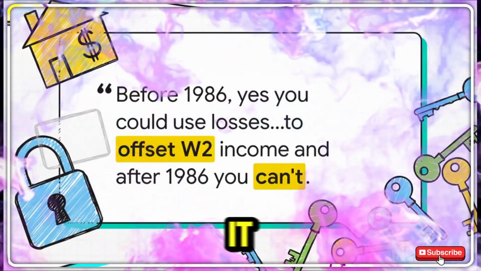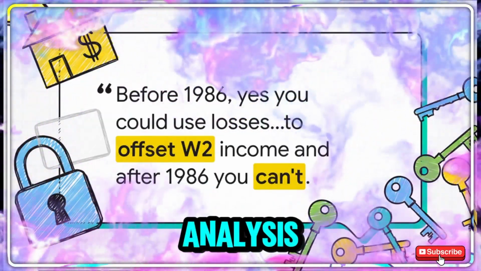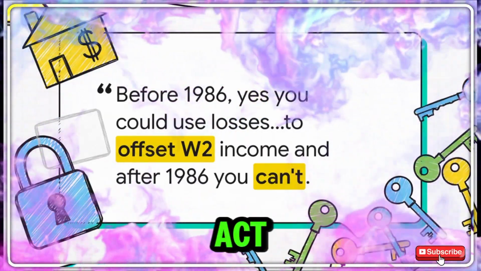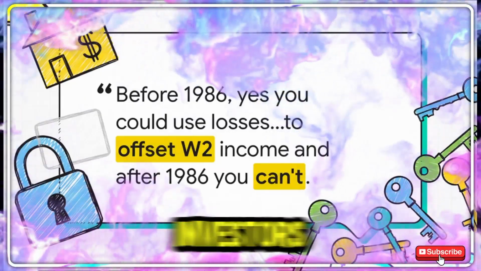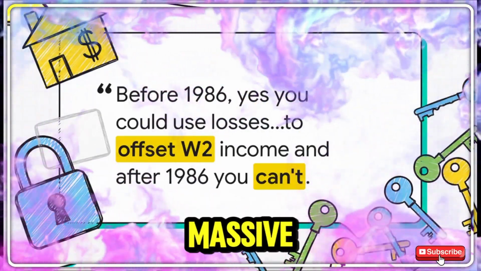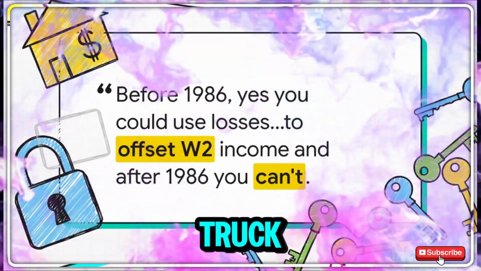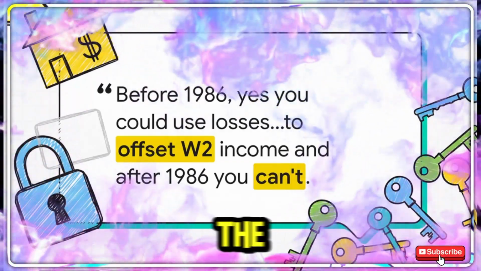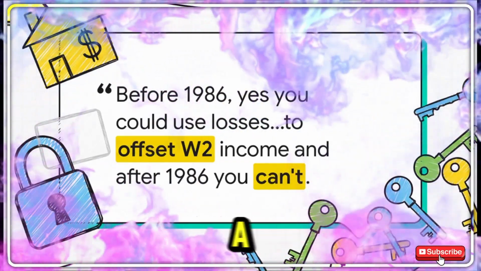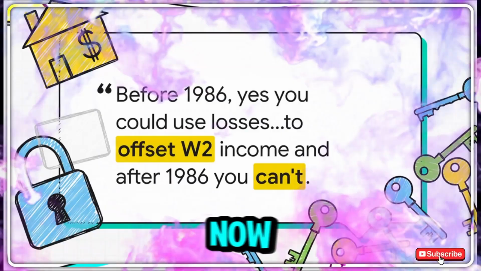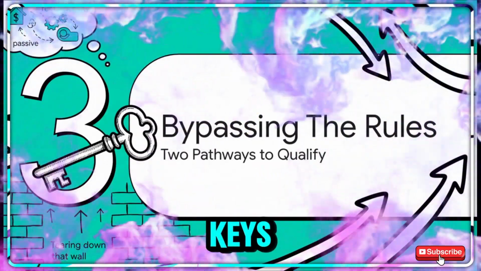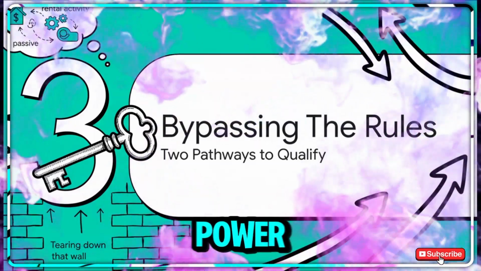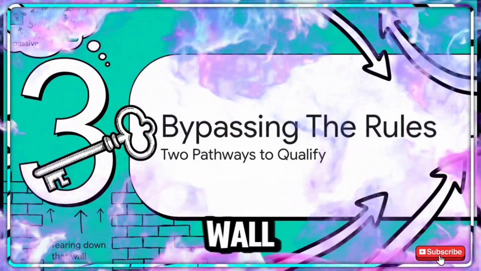And this really puts it into perspective. Expert analysis shows that the Tax Reform Act of 1986 totally changed the game for real estate investors. It closed a massive loophole that high earners were driving a truck through. But it didn't lock the door completely. It just created a very specific set of keys you now need to open it. So, how do you get one of those keys? How do you legally bypass the PAL rules and just tear down that wall?